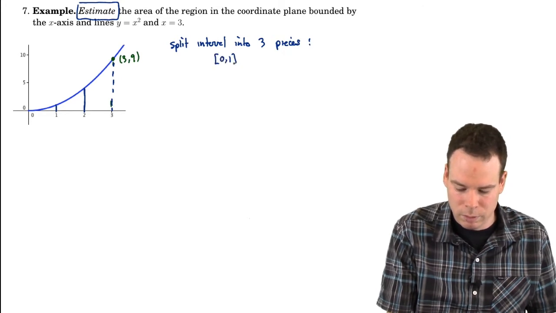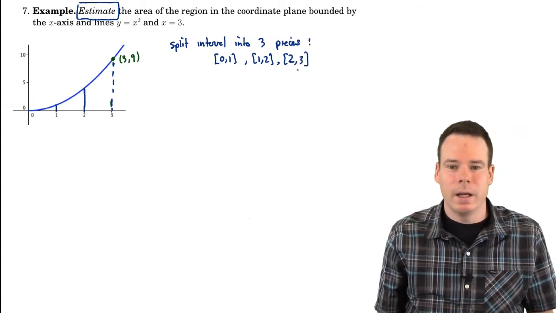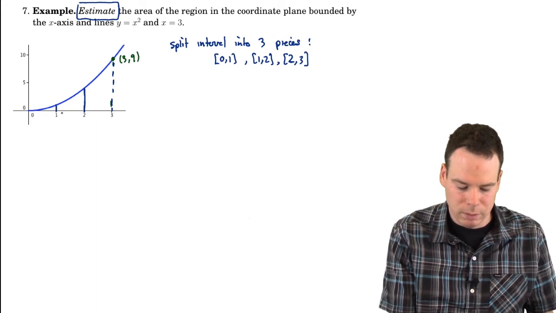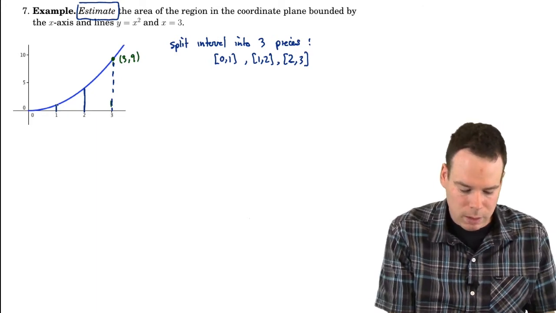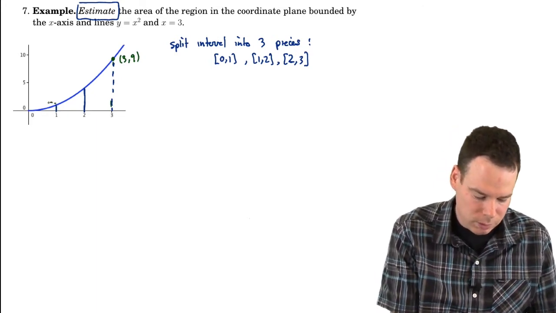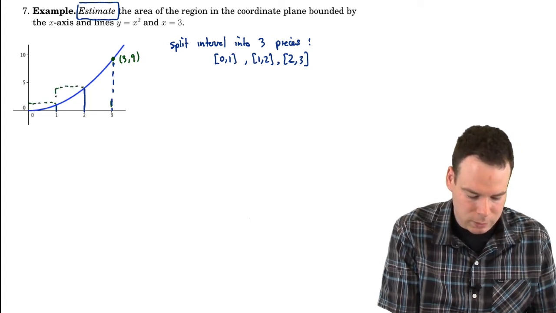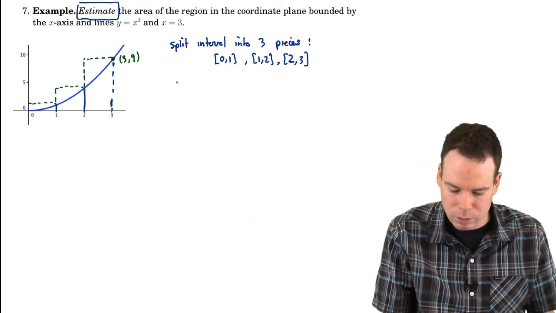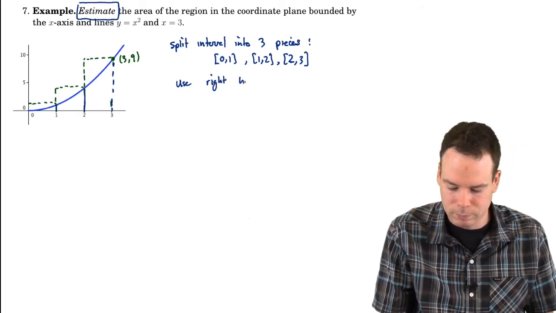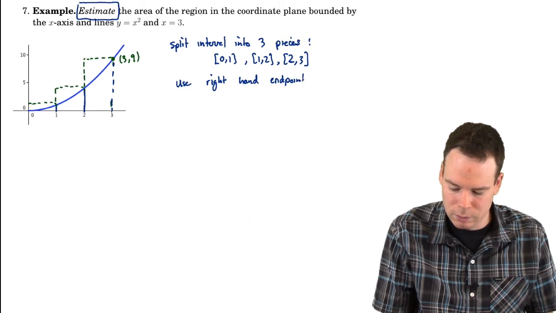So 0 to 1, 1 to 2, and 2 to 3. And now what can we do with these 3 pieces? Well, one thing I can do is use rectangles to approximate each of those pieces. So now we're going to use the right-hand endpoints of the intervals to form these rectangles.